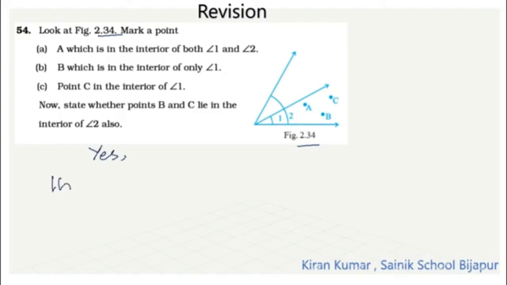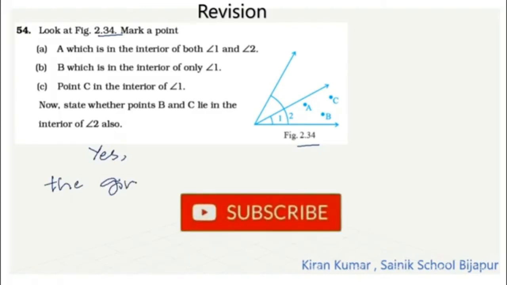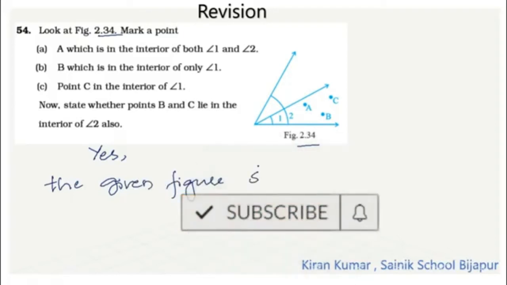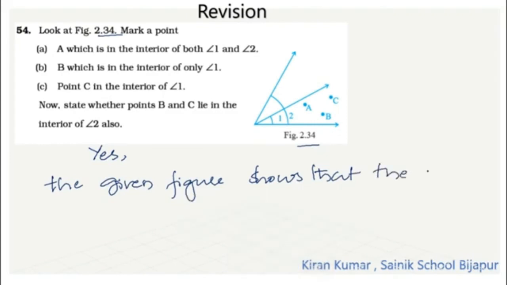The given figure shows that the points B and C lie in the interior of angle 2.